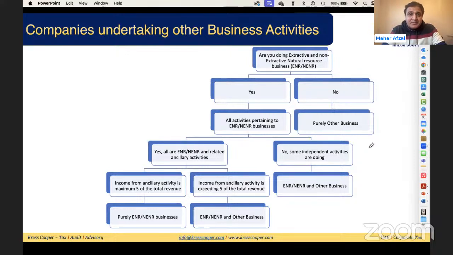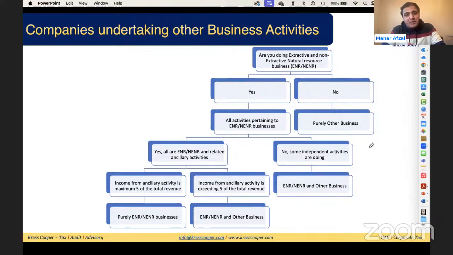Now the second case is that you are claiming that you are in the extractive and non-extractive natural resource business. Your entity is in that business. Now the question arises, are all your activities pertaining to extractive and non-extractive natural resource business, because your entity has a license to perform extractive and non-extractive natural resource services? But the question is, are you deriving all your income from that business? You say no, I have some more activities as well.